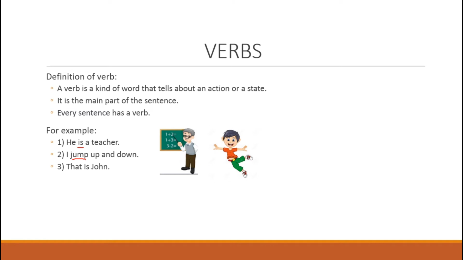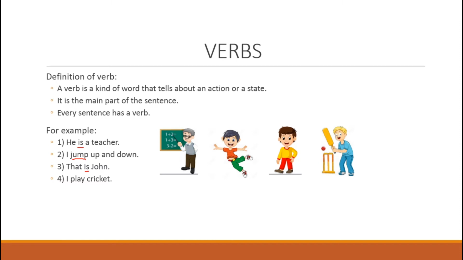Then third one, that is John is a boy. So here also action is not going on, only information is there. It means it is not an action verb. I play cricket. So here the word play is showing an action. So it is an action verb. And last example, she is sitting on the chair. So here there are two verbs, sitting and is. So here sitting is the main verb and is is the helping verb.